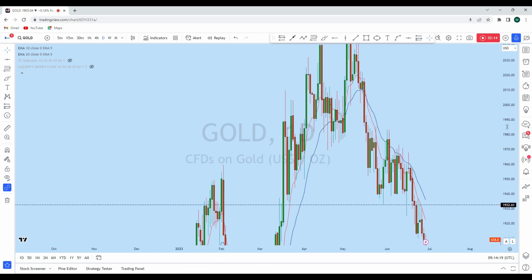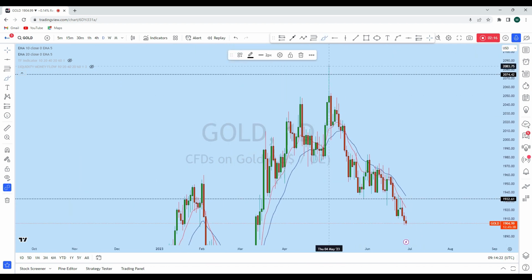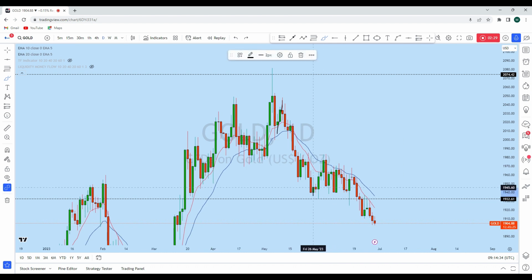If we look at the daily, from the daily perspective also gold is bearish. With this strong rejection from the all-time high, gold changed its long-term uptrend to a long-term downtrend, and the price is creating a series of lower highs and lower lows in this market. There was a long consolidation, and in that consolidation gold was creating a series of lower highs in that area.